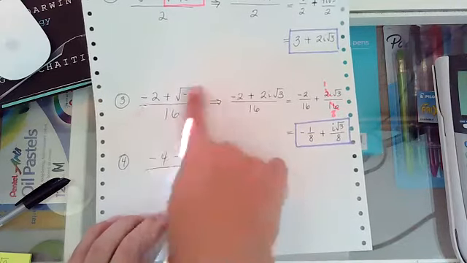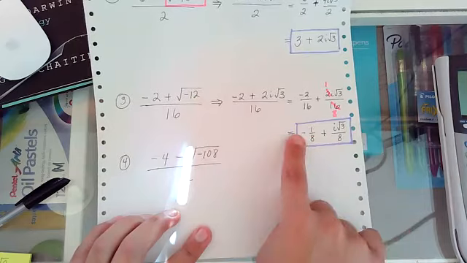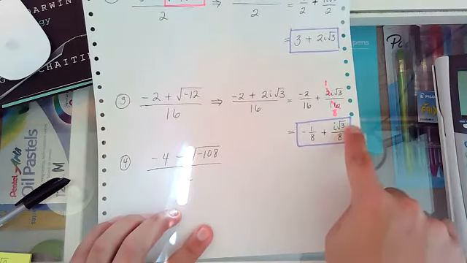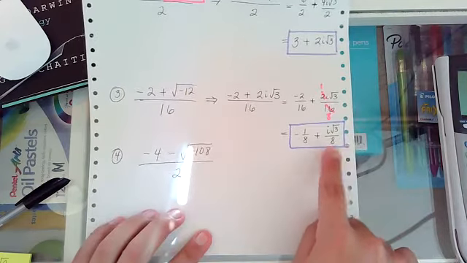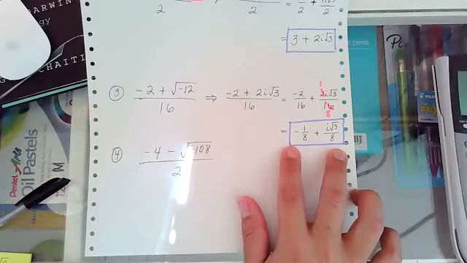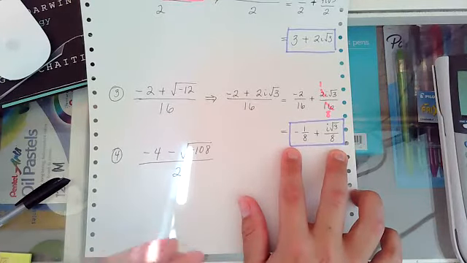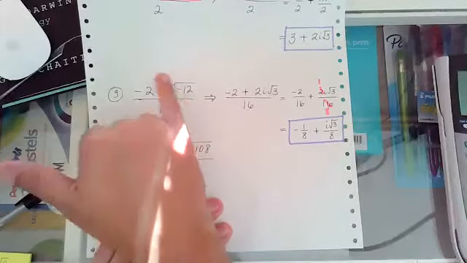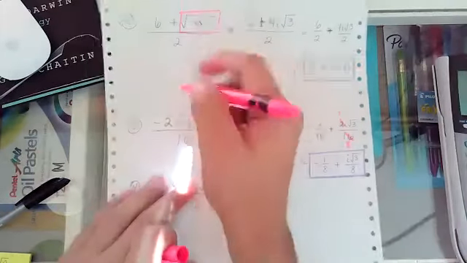Then we simplified this expression, right? And we should have gotten negative 1/8 plus i root 3 over 8. Were you guys able to get this in the other breakout room? Okay, good.